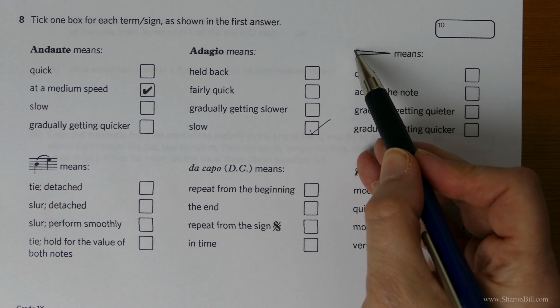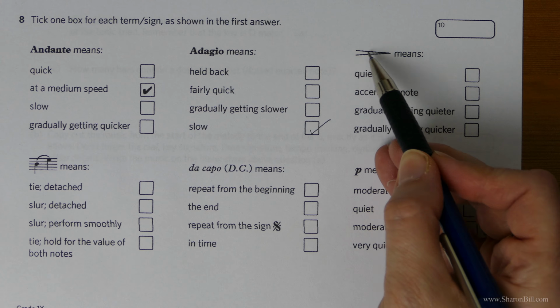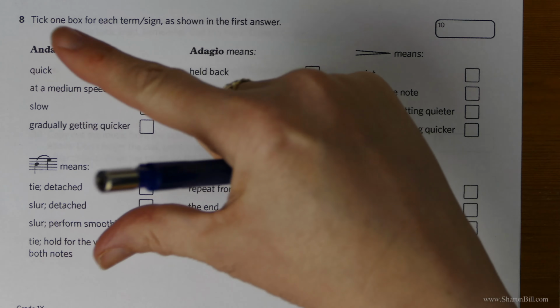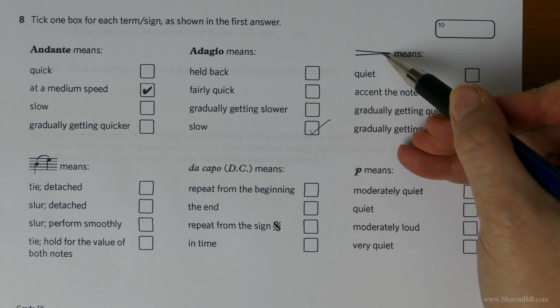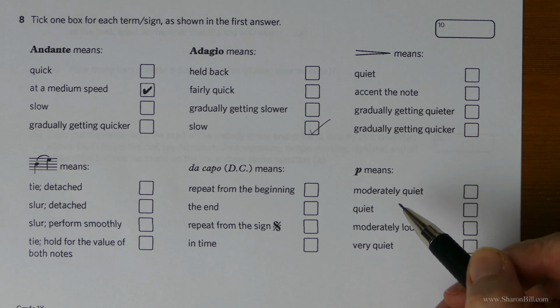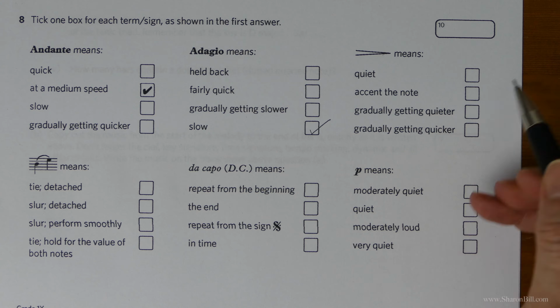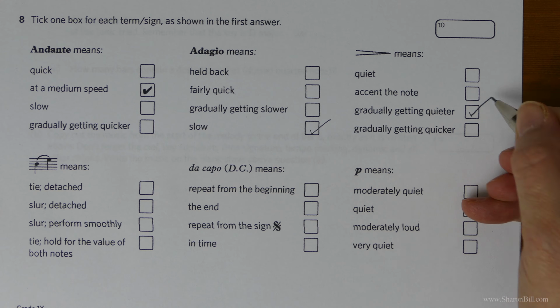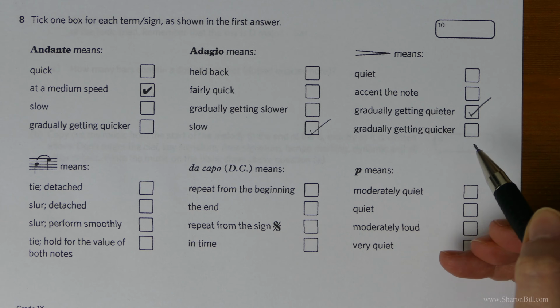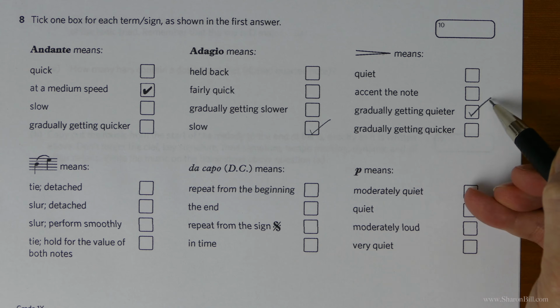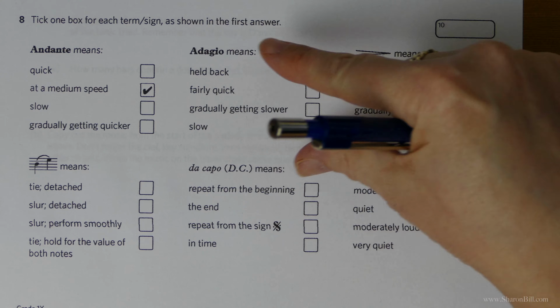This sign here, you can see it's a direction about volume, and you can see it's gradually closing off the volume. It's a diminuendo sign, and it means gradually getting quieter. Be careful you tick the right one, not gradually getting quicker. At a quick glance, if you're not reading it carefully, you could check off the wrong one. So gradually getting quieter.